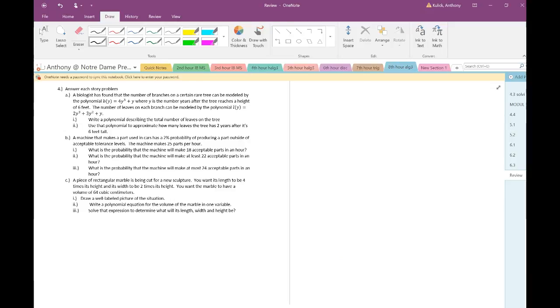Alright, part A says a biologist has found the number of branches on a certain rare tree can be modeled by the polynomial B of y equals 4y cubed plus y, where y is the number of years after the tree reaches a height of 6 feet. And the number of leaves on each branch can be modeled by the polynomial L of y equals 2y cubed plus 3y squared plus y. Write a polynomial describing the total number of leaves on the tree.